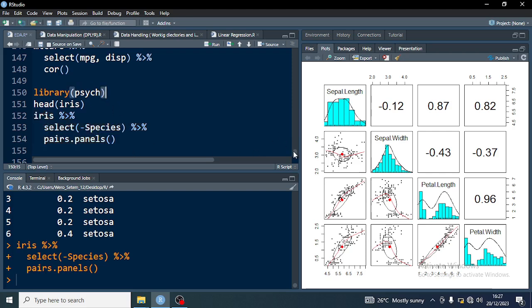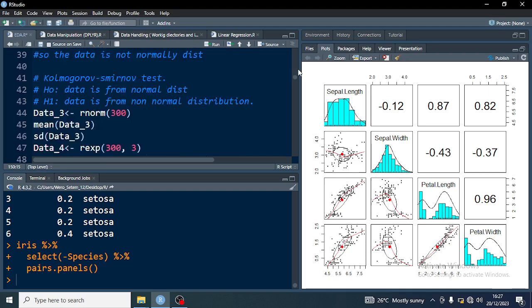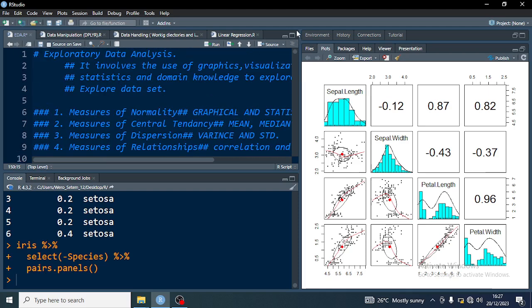So basically that is the basic introduction to exploratory data analysis, whereby we have looked at measures of normality, measures of central tendency, measures of dispersion, and measures of relationship.